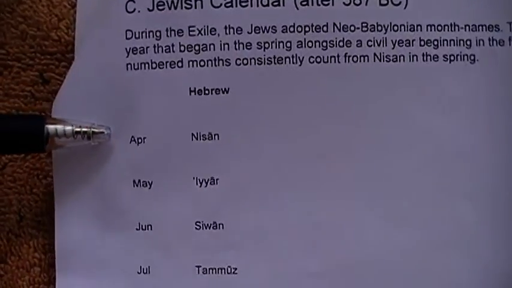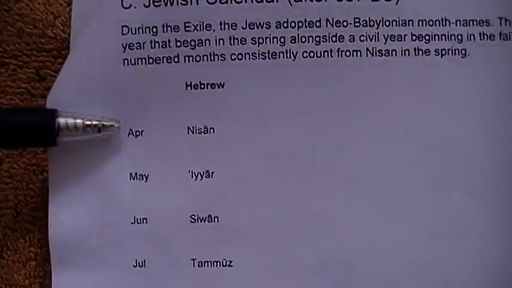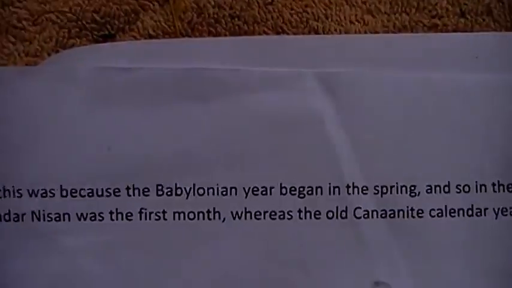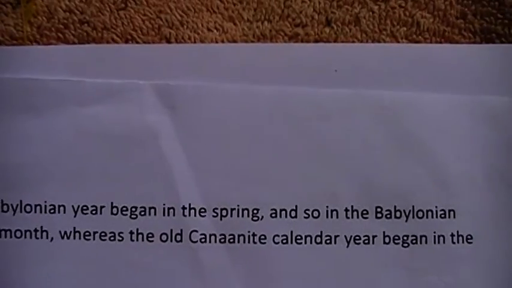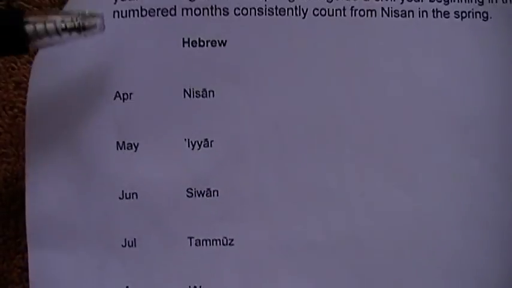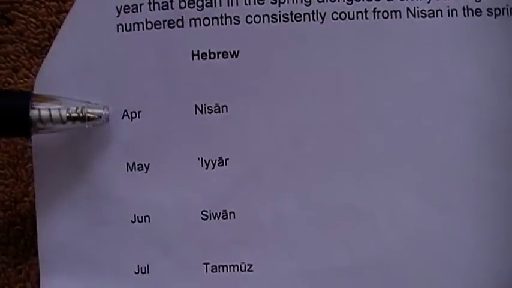Abib is a Canaanite name and is the beginning of the Canaanite calendar. Nisan is a Babylonian name and is the beginning of the Babylonian calendar. The Babylonian year began in the spring, and so in the Babylonian calendar, Nisan was the first month, whereas the old Canaanite calendar year began in the fall. So Abib is a Canaanite name and is the first month of the Canaanite calendar. Nisan is a Babylonian name as the first month of the Babylonian calendar.